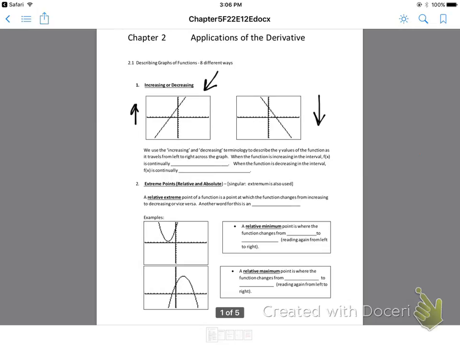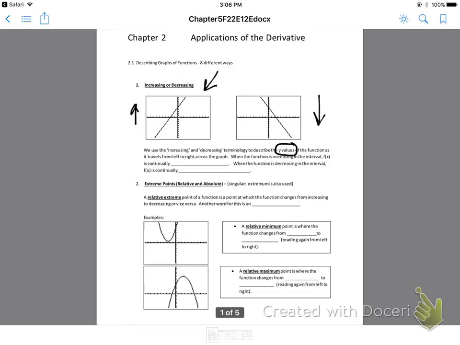We use the increasing and decreasing terminology to describe the y values. Okay, that's very, very important. So we're describing y values. Okay, that was a bad idea to do that. So let me just back up. Okay, so maybe I'll just circle it. So here are your y values that they're speaking about. So we're talking about the y values of the function increasing or decreasing as you analyze it from left to right.